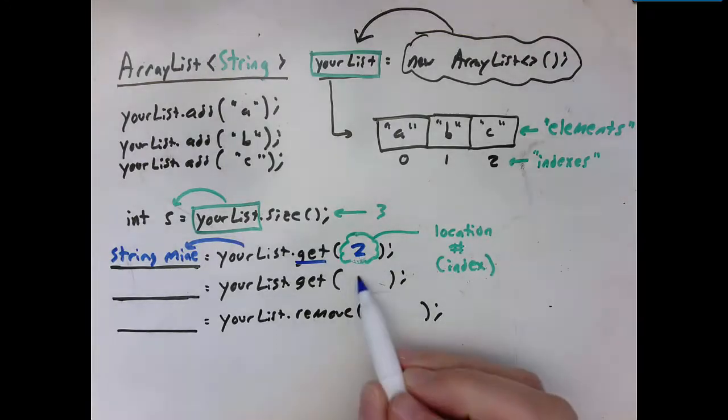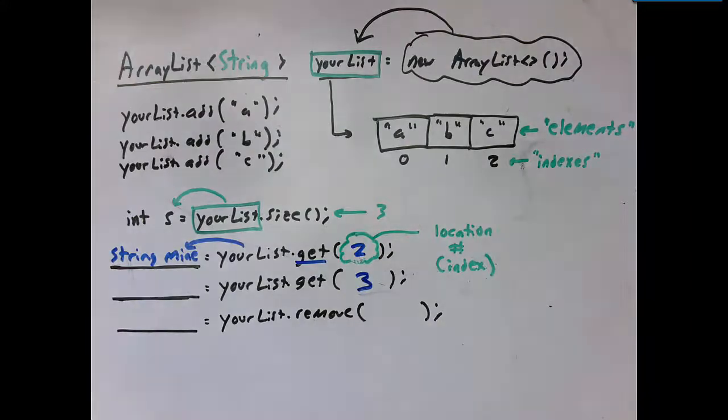You might be wondering, what happens if you give it a location that doesn't exist? What happens if I try and get the thing at location 3, but there is no location 3? Or what happens if you try and get the thing at location -100? When you do that, it's an error, and it's specifically called an index out of bounds error.